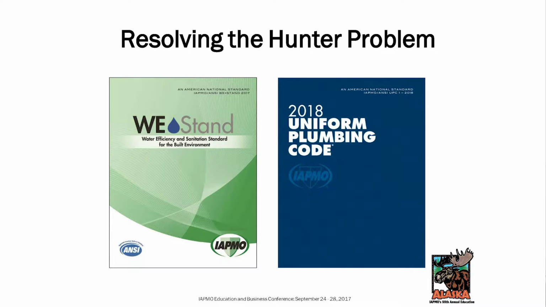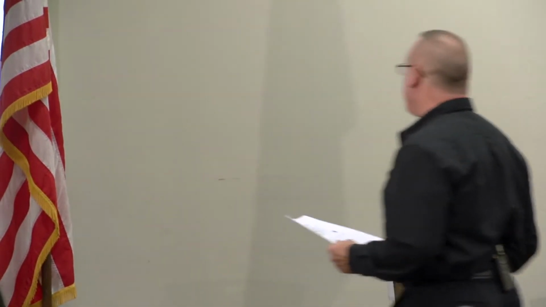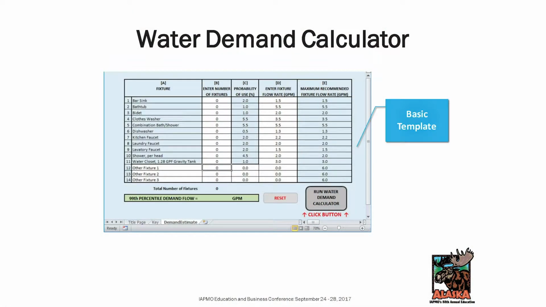So in the 2018 WESTAN and the 2018 Uniform Plumbing Code, this method is going to be published in the appendices. We're going to look at the code language, we're going to look at this calculator, and we're going to see how to use it. So here's the template of the water demand calculator.